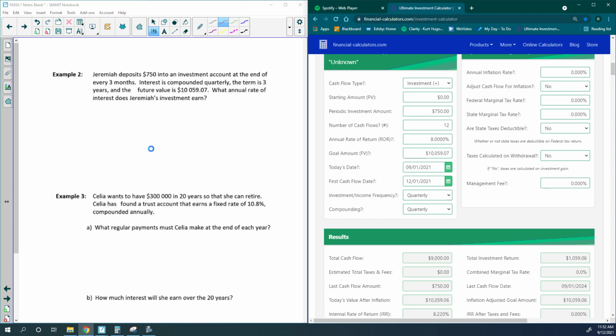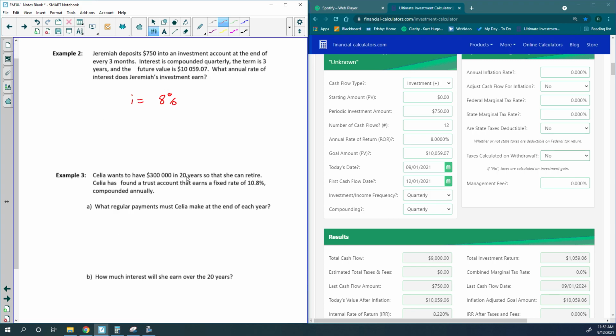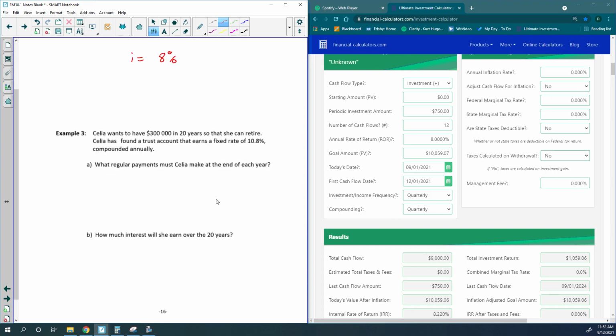So this investment is going to have an interest rate of 8%. So the interest rate was 8%. And that question's done. Okay, moving on to example 3.